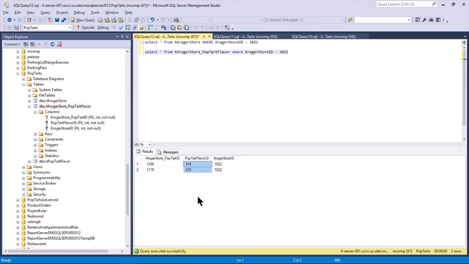Remember, this intermediate table has foreign key for the Pop-Tart flavors, foreign key for the Kroger stores, and then to get real information you have to join this intermediate table with the other 2 tables in the database to get names of stores and names of Pop-Tart flavors. This intermediate table has no use to the customer and not much use to us really until we join it with other tables to get useful semantic information. Let's flip back to the slides again.